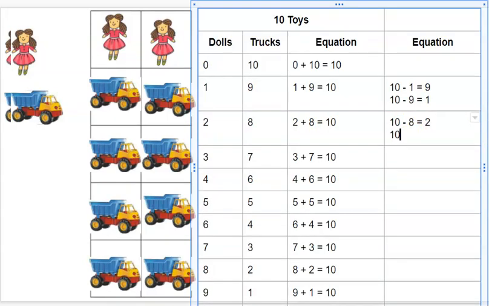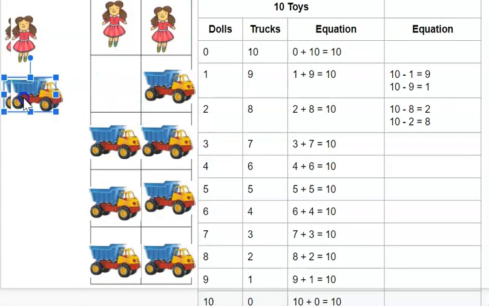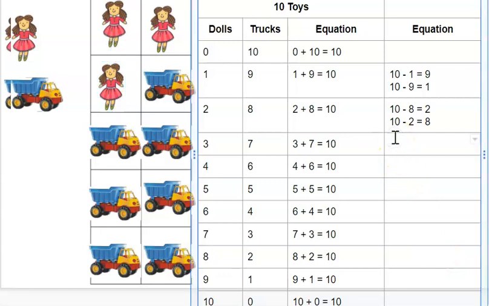Now, if I have 10 total toys and I take the 2 dolls away, how many trucks am I left with? That's right, 8. Now let's do the next one. I have 10 total toys. What if I take my 7 trucks away? How many dolls would I have?